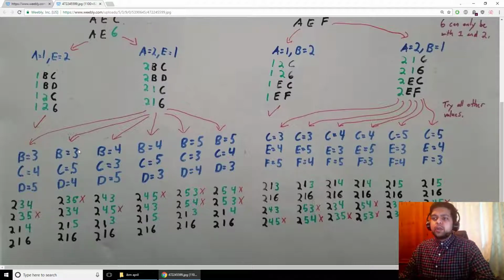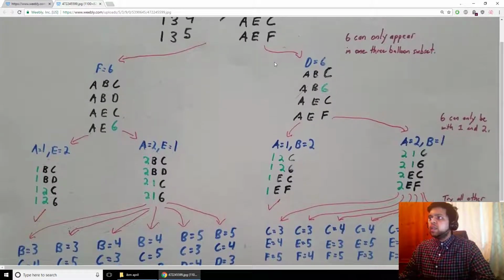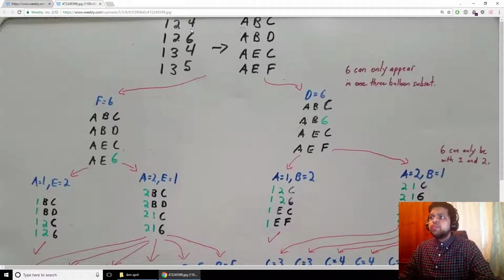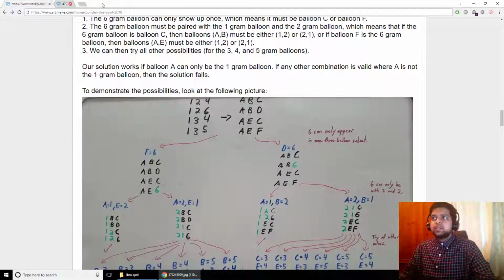And if you keep going through examples like those, you'll see that each of these ends up being impossible, which all leads back to A cannot be the 2-gram balloon. And if you go back to D equals 6, you'll also see that A cannot equal 2 because things go wrong. So with that, we prove from Bob's perspective that A can only be 1. So Bob knows that A is the 1-gram balloon, and that is just the proof.